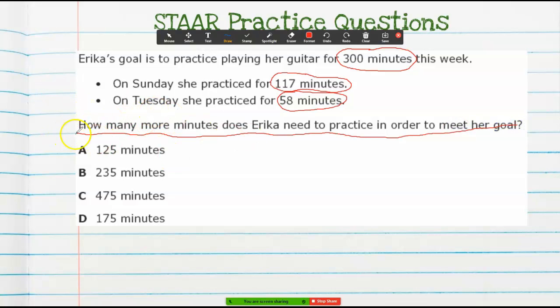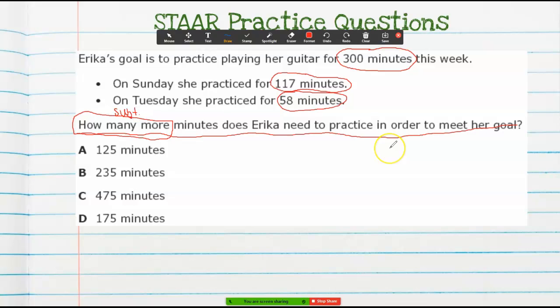Okay, so I want you to pause the video here and think about what is the key word in this question. Remember, your keyword's always in the question. What is the key word? Press play when you think you know what it is. The key word is how many more. What does how many more mean? It means that you're going to subtract.